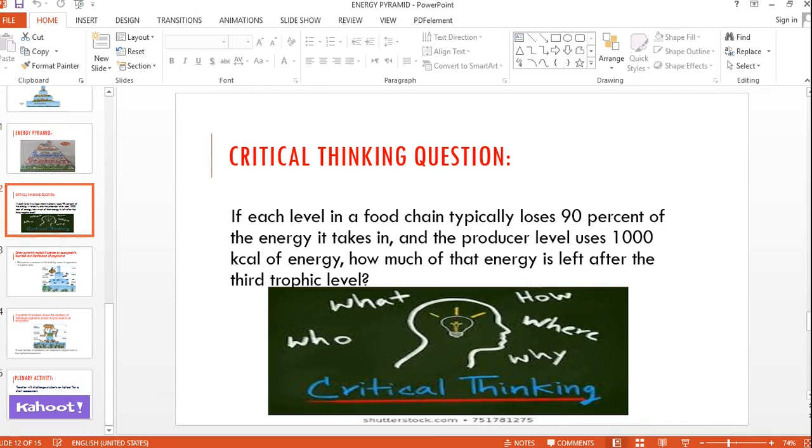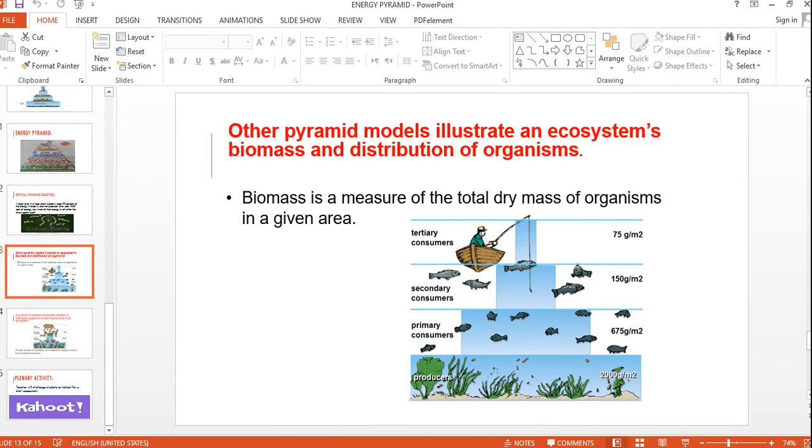There is a critical thinking question for you. If each level in a food chain typically loses 90% of the energy it takes in, and the producer level uses 1000 kilocalories of energy, how much of that energy is left after the third trophic level? I want you to think for a couple of minutes and answer this question. I hope that you will be able to answer this question after all this explanation.